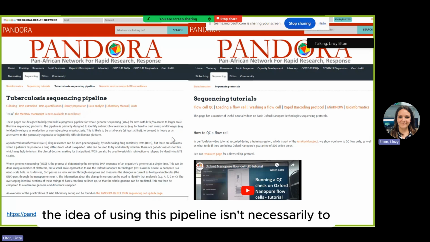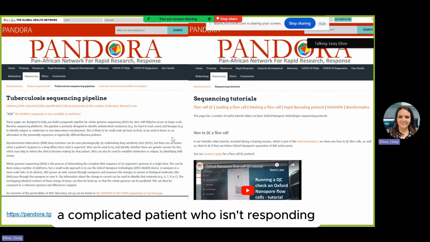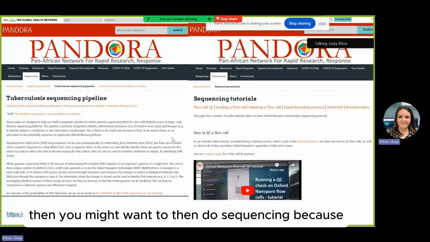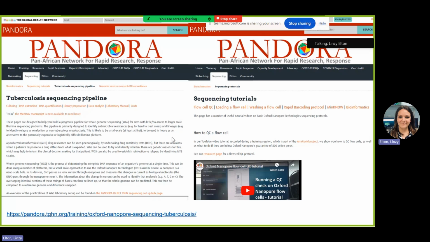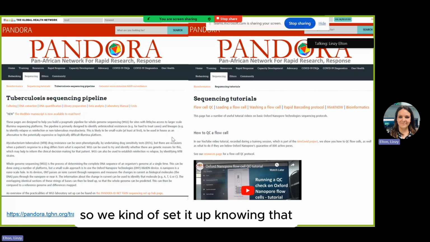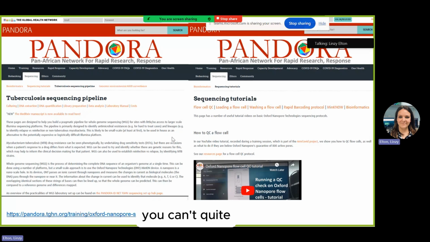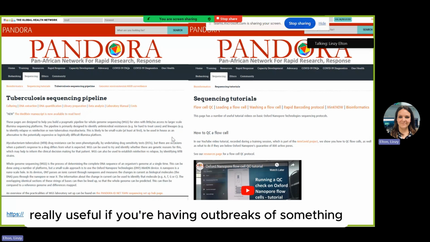I think the idea of using this pipeline isn't necessarily to do it instead of GeneXpert, but if you have a complicated patient who isn't responding to treatment, or the MGIT is not providing conclusive data on what resistances there are, then you might want to do sequencing, because it is probably too expensive to do for every patient. So we set it up knowing that sequencing is expensive, although the cost will be coming down, but using it in cases where you can't quite understand what's going on without that kind of granular genomic data. It's also really useful if you're having outbreaks of something.